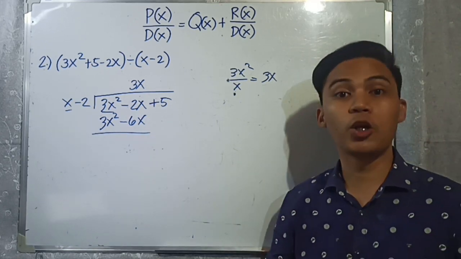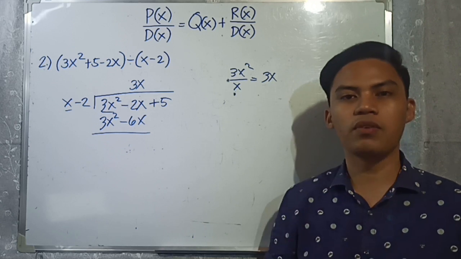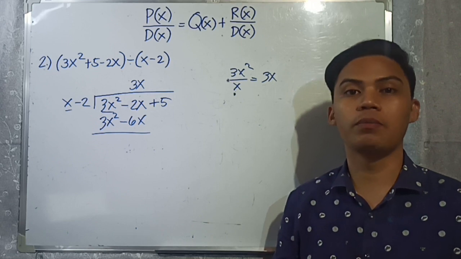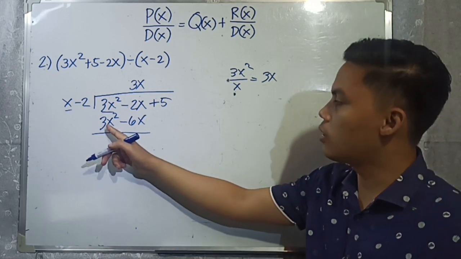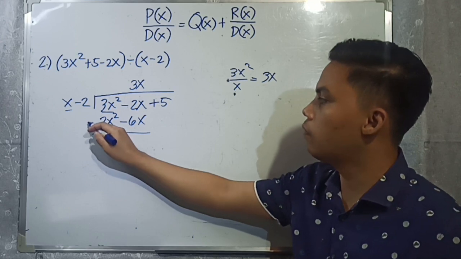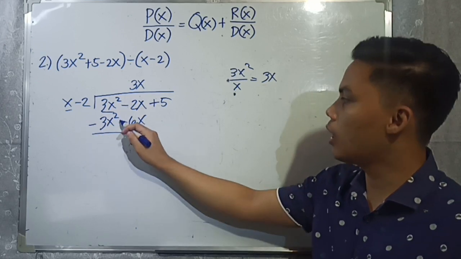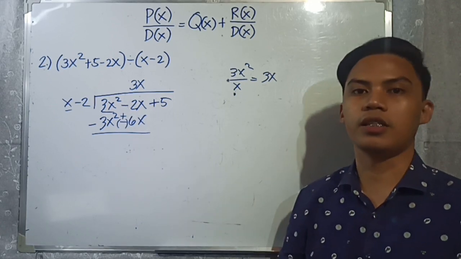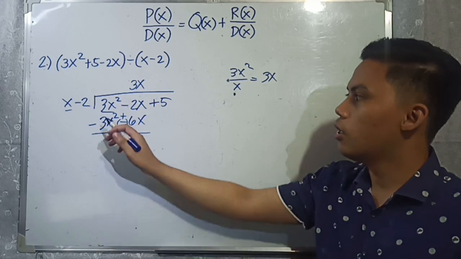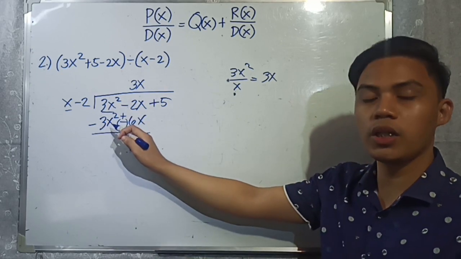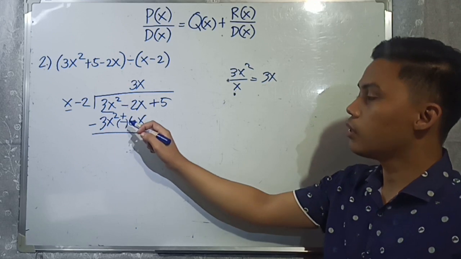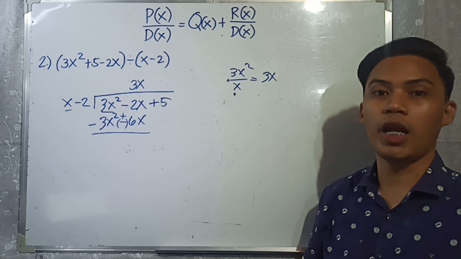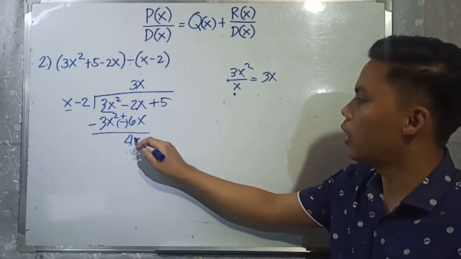And ang next na step, we're going to subtract. So since we're going to subtract, make sure that we're going to change the signs of our subtrahend. So si positive 3x squared magiging negative 3x squared. At ang negative 6x naman ay magiging positive 6x. Okay, let's combine vertically. So we have 3x squared minus 3x squared, that is equal to 0. And negative 2x plus 6x, that would be equal to positive 4x. So you will have 4x.